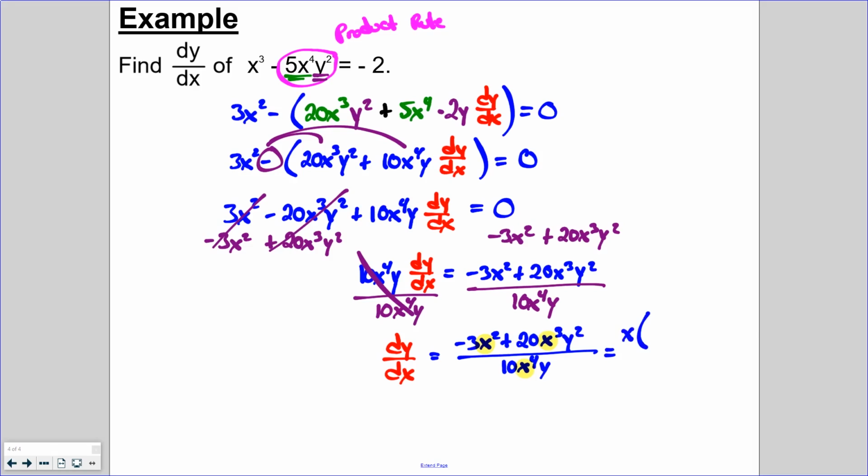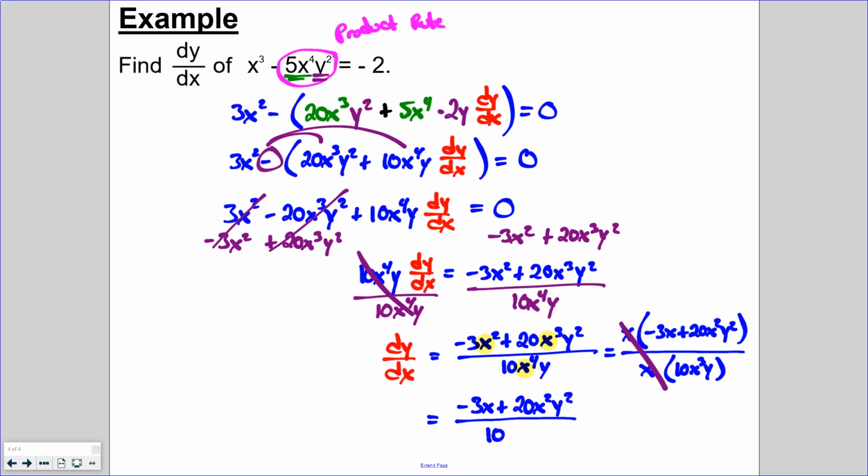So this is going to be x times the quantity, negative 3x plus 20x squared y squared, and that's all over x times 10x cubed y. Now, since we have an x factor in the numerator and an x factor in the denominator, those can cancel out, leaving us with our simplified answer of negative 3x plus 20x squared y squared all over 10x cubed y. And that is our final simplified derivative that Newton will accept. And that is it, folks, using implicit differentiation and the power rule.